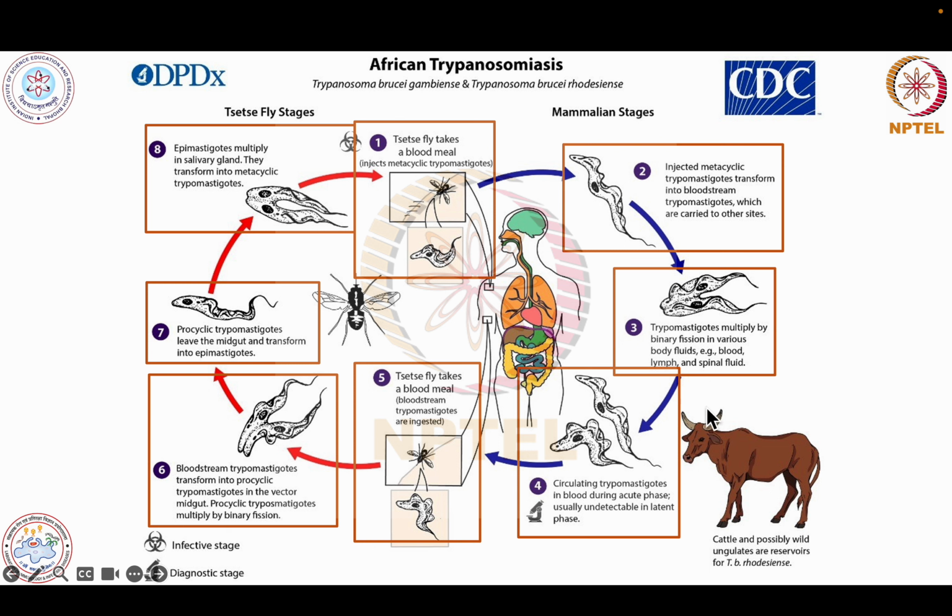Circulating trypomastigotes in blood during acute phase, usually undetectable in latent phase. And here cattle and possibly wild animals are the reservoirs. The tsetse fly takes a blood meal, and bloodstream trypomastigotes are ingested. Bloodstream trypomastigotes transform into procyclic trypomastigotes.